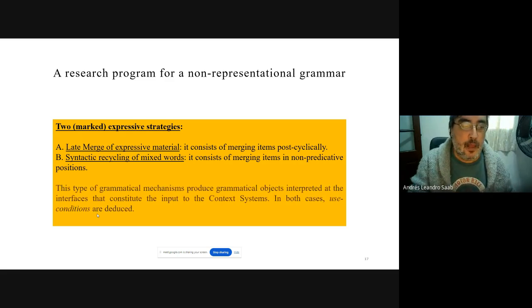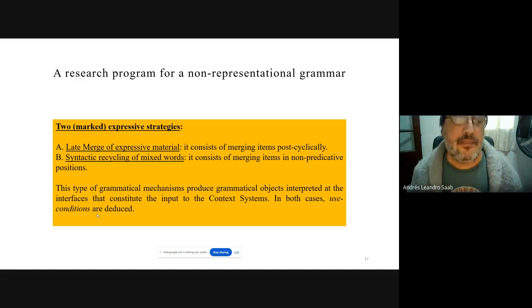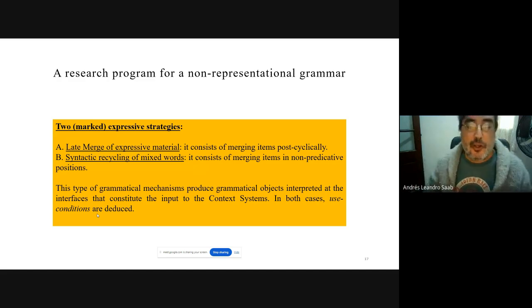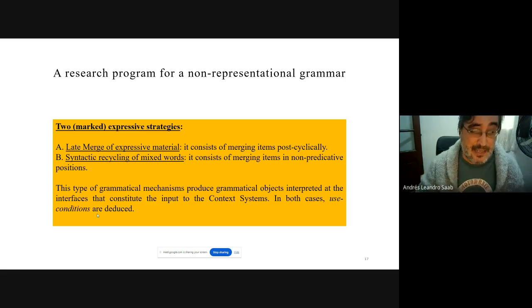This type of grammatical mechanism produces grammatical objects interpreted at the interface that constitute the input to the context system as defined above. In both cases, at LF or at PF, use conditions are deduced, and this is the point. Just a clarification, I'm not saying that in order to get expressive meanings, or any type of expressive meaning, you need this type of marked strategies.